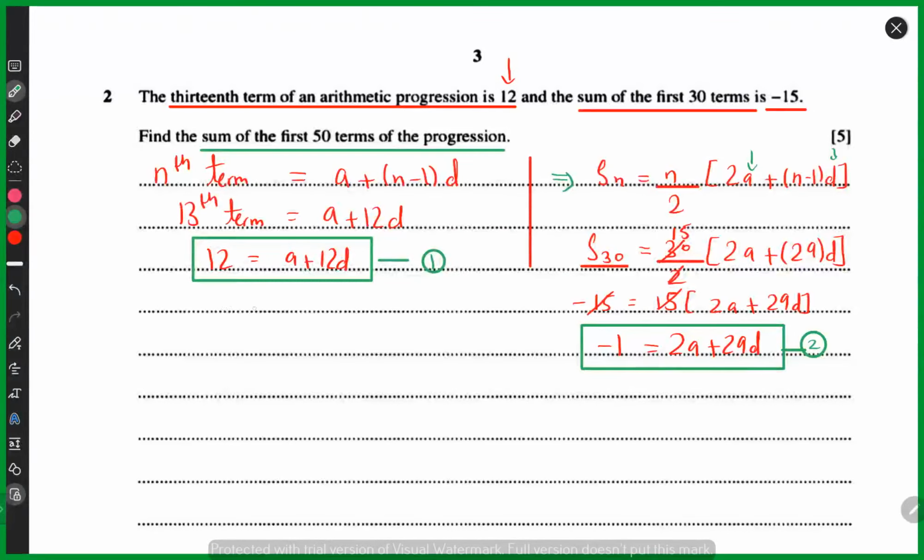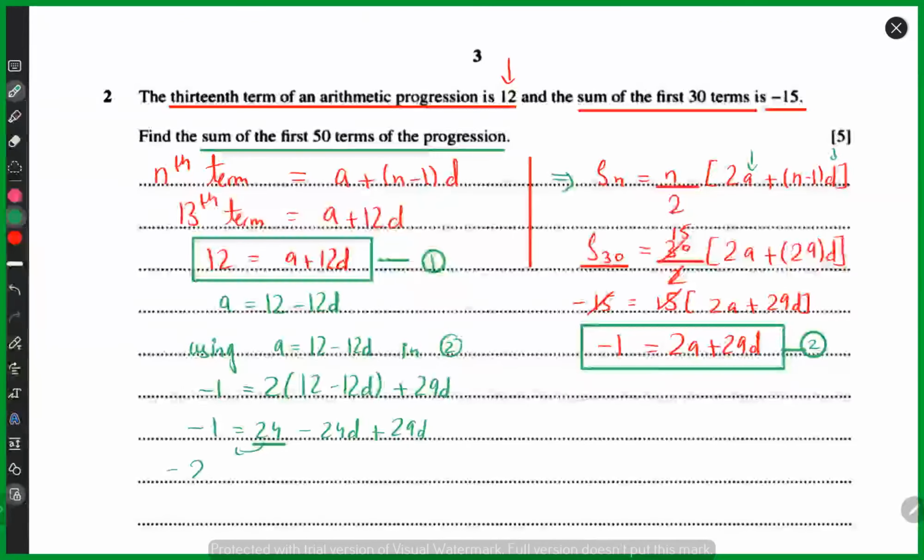It's not difficult. I can write A as 12 minus 12D. So using A equals 12 minus 12D in equation 2 would give me minus 1 equals 2 into A plus 29D. Minus 1 equals 24 minus 24d plus 29d. I'll take this 24 on the other side. This would become minus 25 equals 5d, and this implies that d is equal to minus 5. I got d equals minus 5, and now I need a.